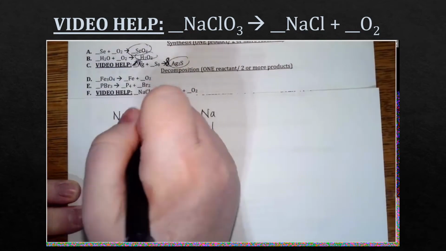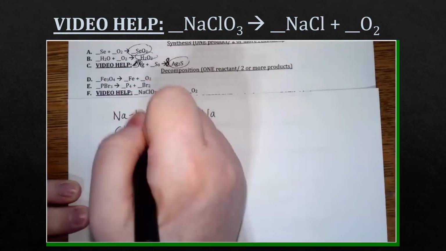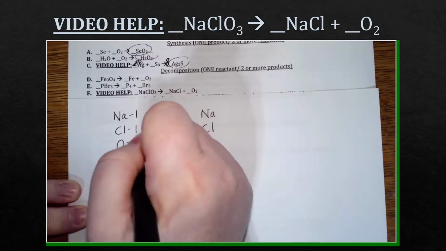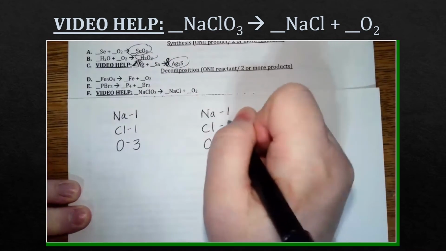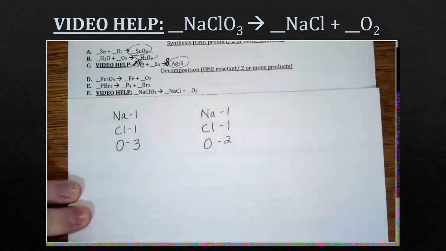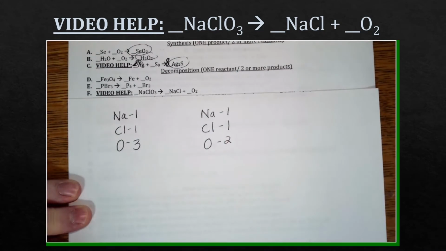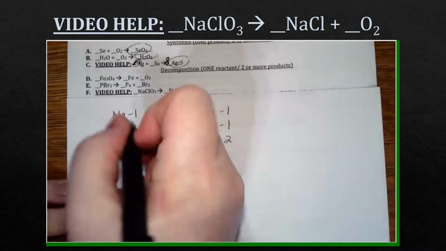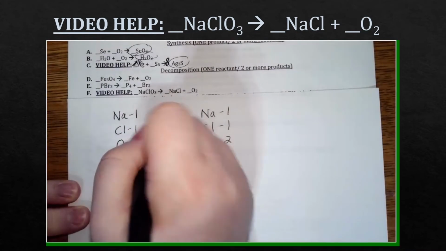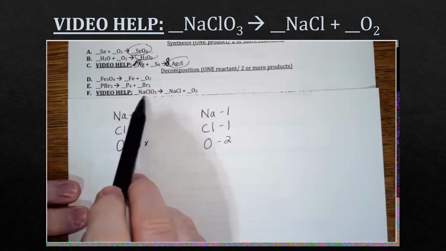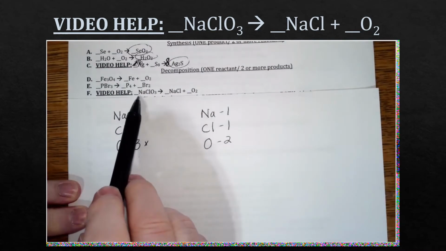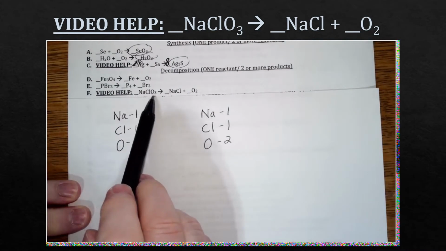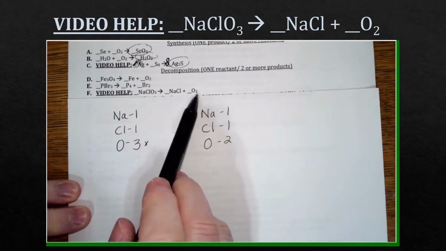Okay, now let's look at our numbers. So we have 1, we have 1, we have 3. We have 1, we have 1, we have 2. Well, Na is balanced, Cl is balanced, so let's look at O. This is an odd even pair. When you have something like this, start with the odd one. Also, note, this oxygen is in a formula, so starting here is a better idea than starting over here.